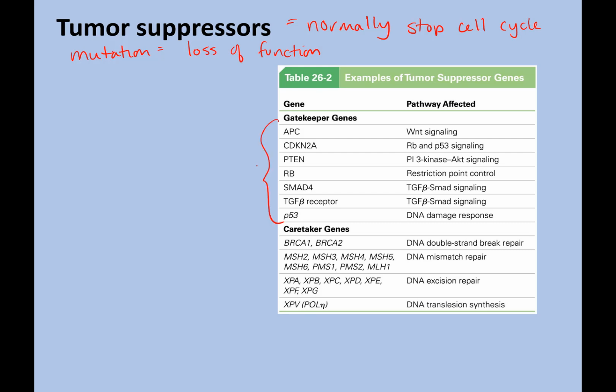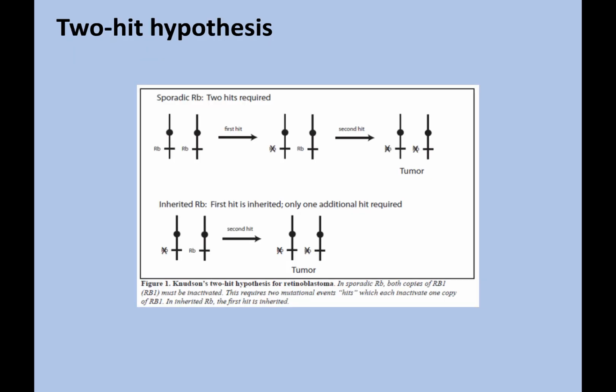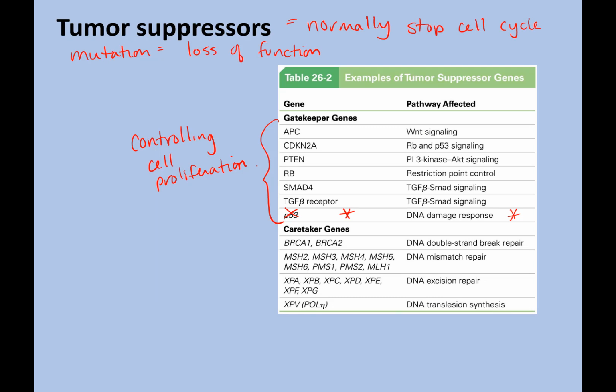The gatekeeper genes are involved in controlling cell proliferation, so cell division. Again, P53 is one of the most frequently mutated genes in human cancers, because remember, P53 stops the cell cycle in response to DNA damage. Well, if it's mutated, you can still have DNA damage, and the cell is going to go through cell division and produce more cells with that same DNA damage.